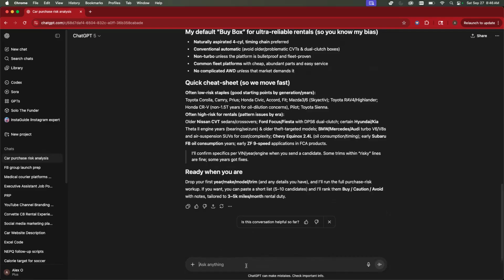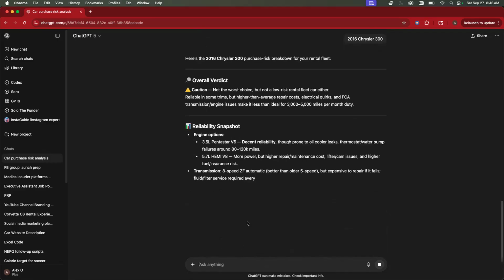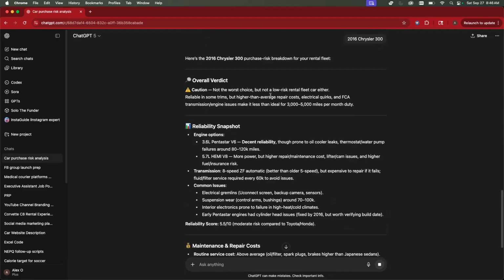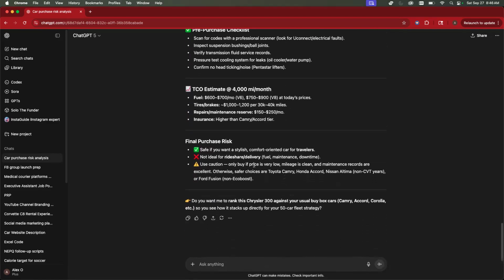So I'm going to start with the car that I know is terrible, right? So let's say a 2016 Chrysler 300. Boom. So it gives us a caution, not the worst choice, but not low risk, right? It tells us the reason why. It has decent reliability. And then at the end, it tells us the final purchase verdict: not ideal for rideshare. Fuel, maintenance and downtime.